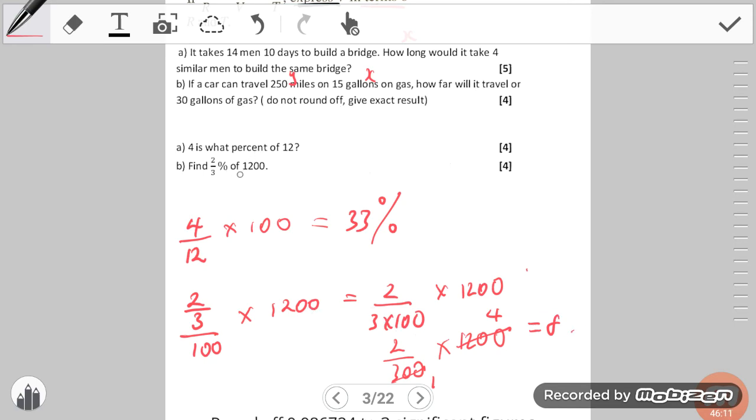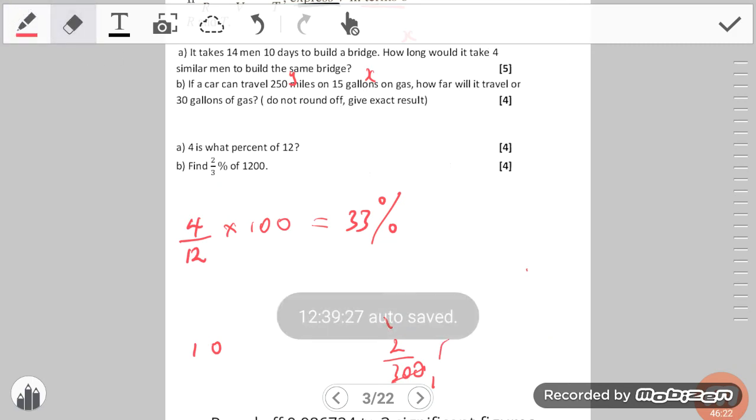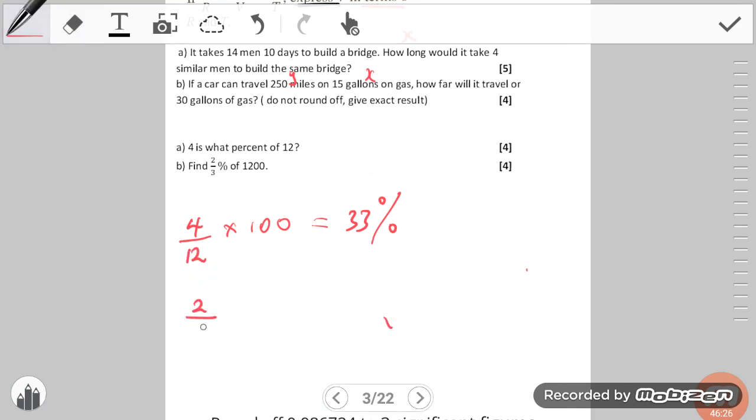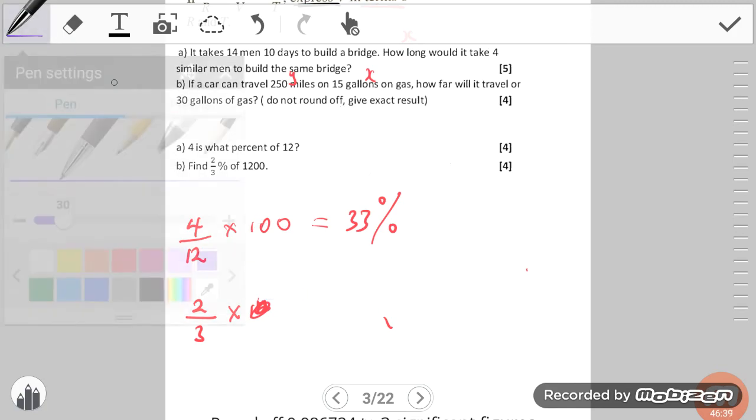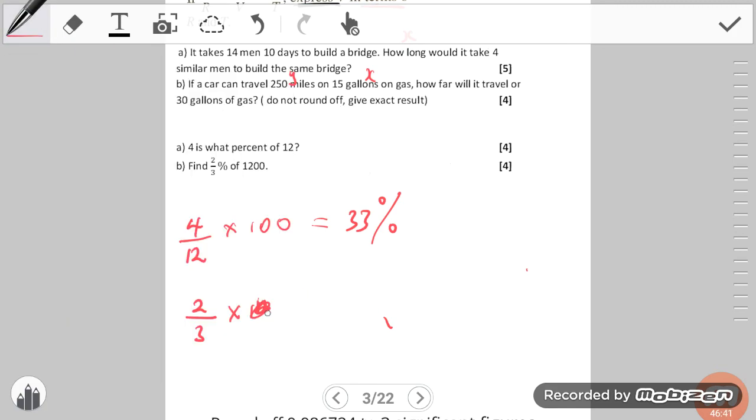If this is dollars, they didn't say whether it's dollars, they just said 1200, so the result is just 8. So that's just one way of looking at that problem. Let's look at it another way. We could say that this is 2/3 multiplied by 1200. So let's say you do forget to divide it initially by 100.